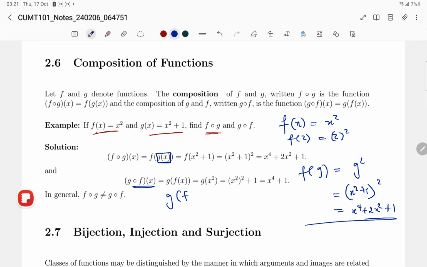g of f, this one. If we were to find g of 2, we could have said, our g is x squared plus 1, so you could have replaced x with 2 and say 2 squared plus 1. Same applies with g of f. For g of f, we are just putting f squared plus 1, which is giving us what? What is f equal to? f is equal to x squared. So (x squared) squared plus 1, which is equal to x to the power of 4 plus 1.